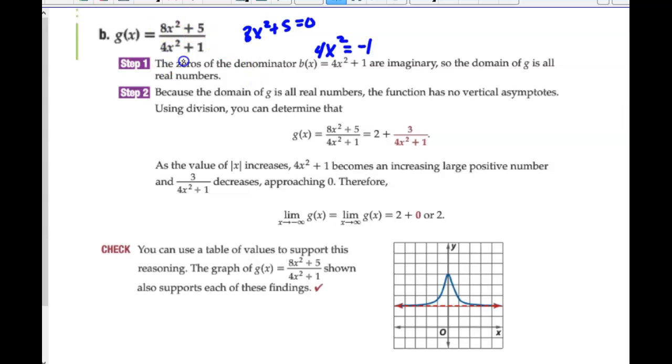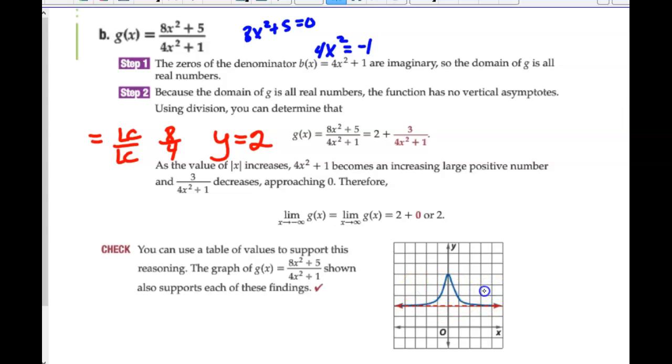Is it top heavy, bottom heavy, or equal weight? Because it's equal weight, we need leading coefficient over leading coefficient, which would be what? 8 over 4. So the horizontal asymptote is at y equals 2. If you graph it, it actually looks like this.